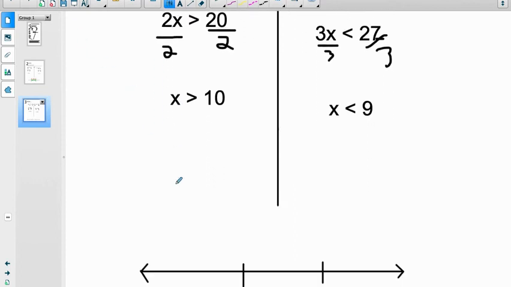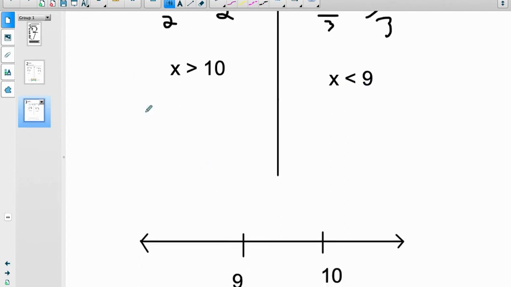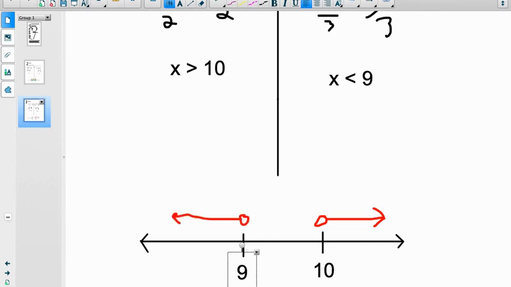So now we need to put our numbers on the number line again. Put them in numerical order, so 9 would go here, 10 would go there. And then since this is x is greater than 10, open circle, and we're going to the right. And x is less than 9, open circle, and we're going to the left.